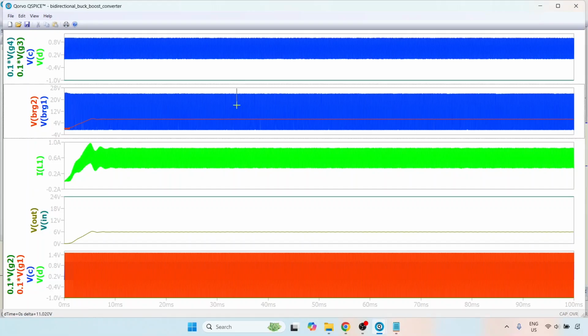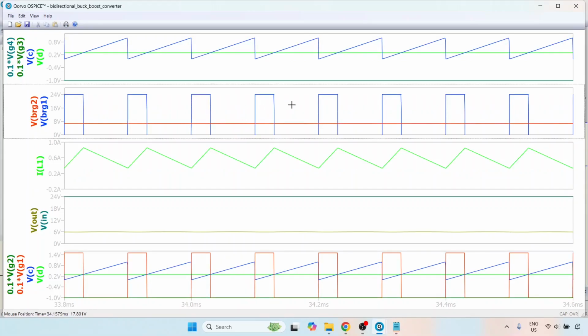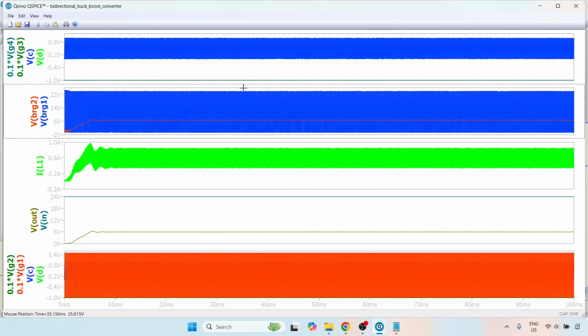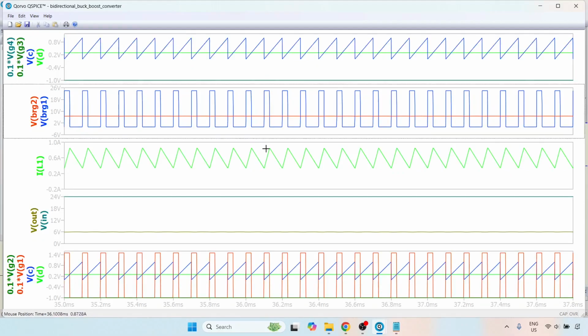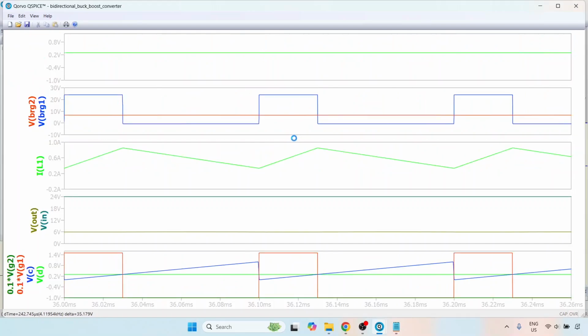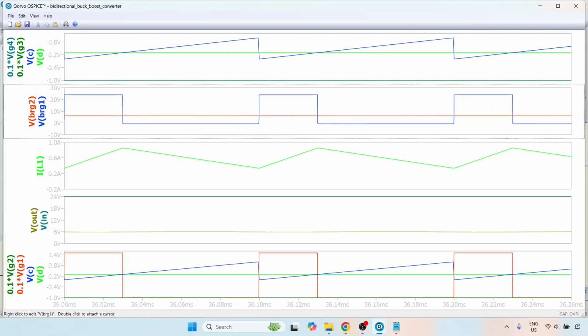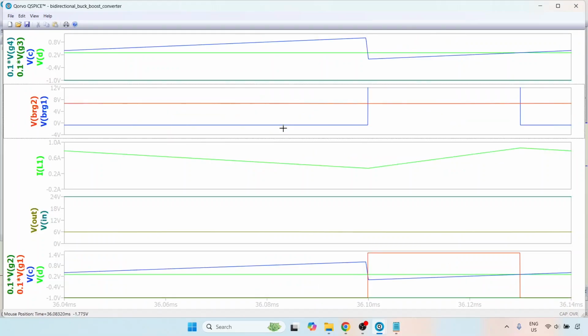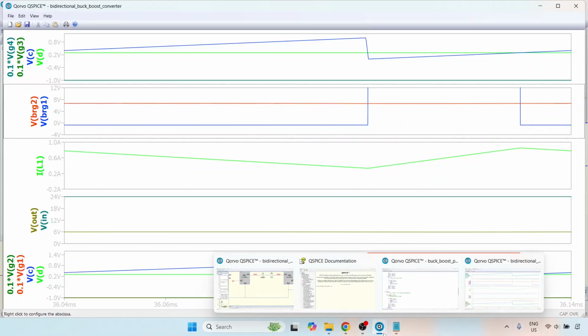Let me zoom in again. On the other hand, VBRG2, which is the red line, seems to be constant. And if we take a look, it is actually constant at the value of the output voltage. Now let's see what's actually happening.